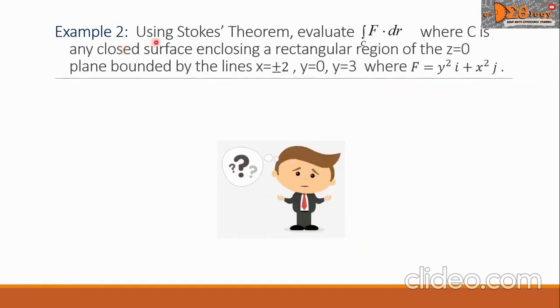Example 2. Using Stokes' theorem, evaluate the line integral over C of capital F dot dr, where capital C is any closed curve enclosing a rectangular region of the z equals 0 plane, bounded by the lines x equals plus or minus 2, y equals 0, y equals 3, where vector F equals y squared i plus x squared j.